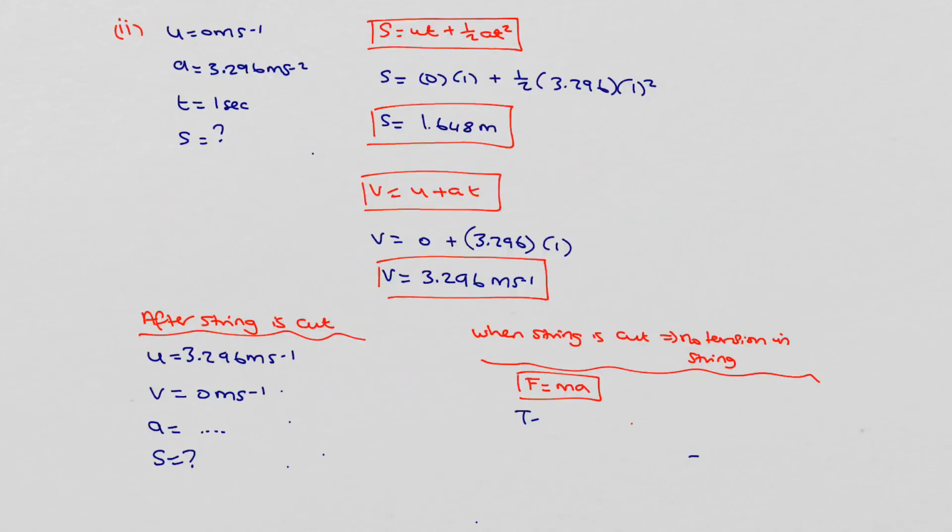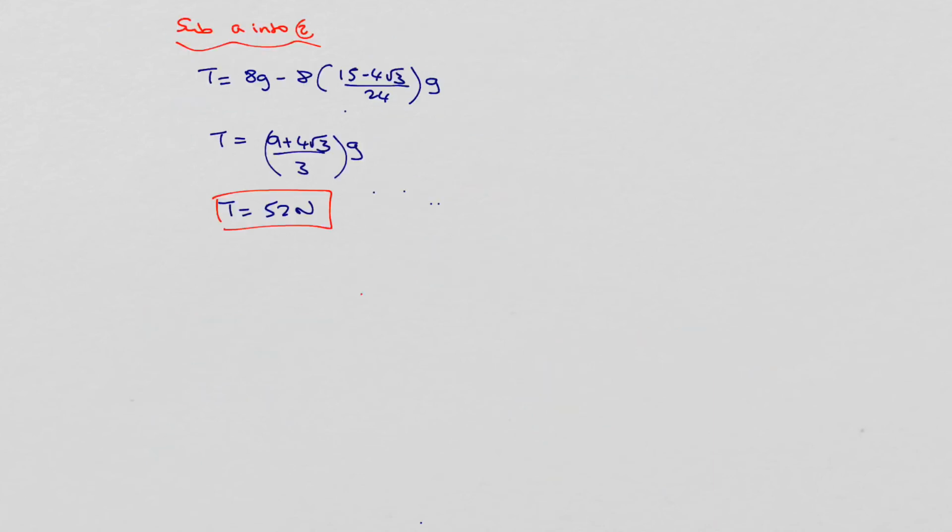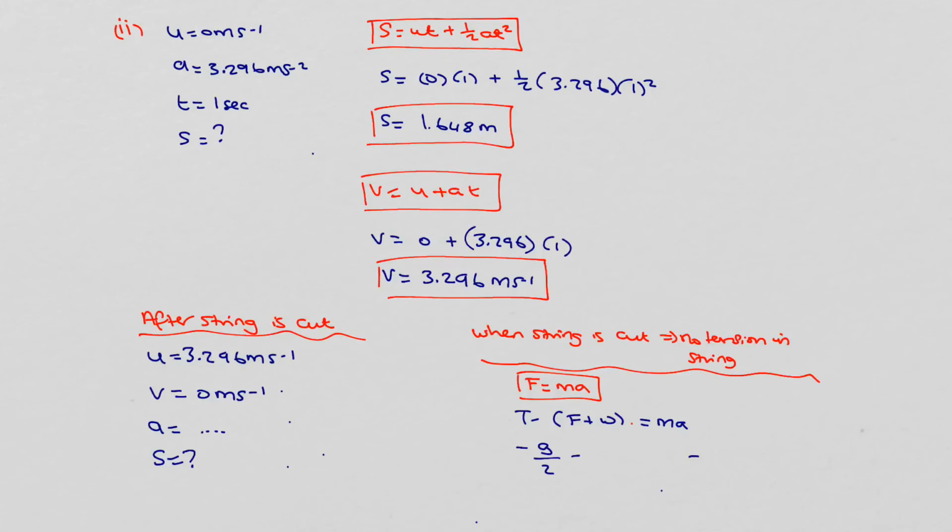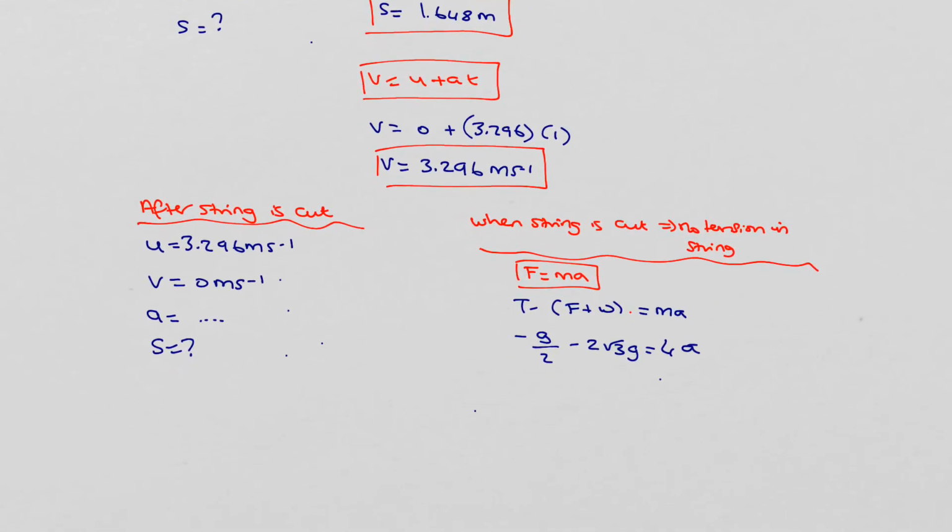So our tension minus our weight. In other words, we're left with minus g over 2. And what do we say? Minus 2 root 3 is equal to 4a. If I just move that down, and therefore that allows me to work out the acceleration when there's no tension. So if I write it as a decimal, because obviously we're keeping everything in decimal form at this stage, we have minus 9.712 meters per second squared.